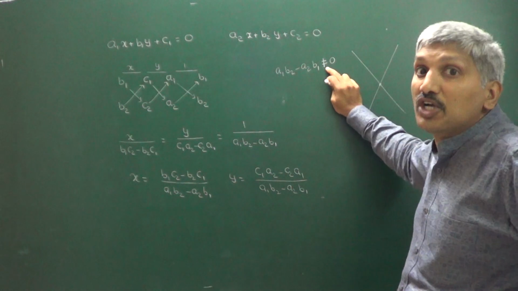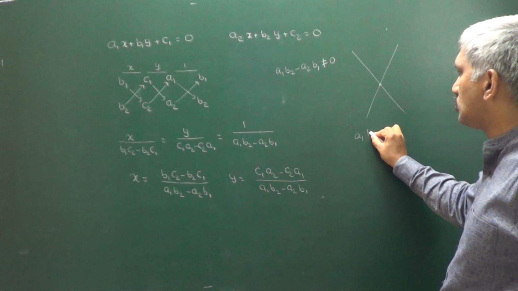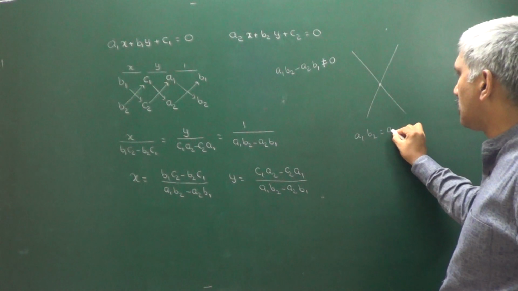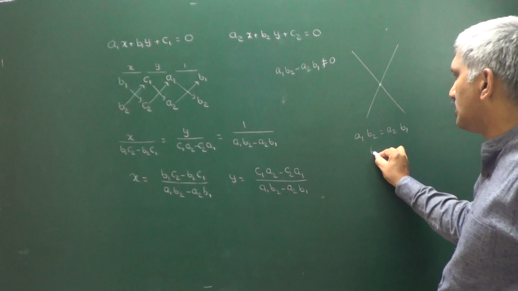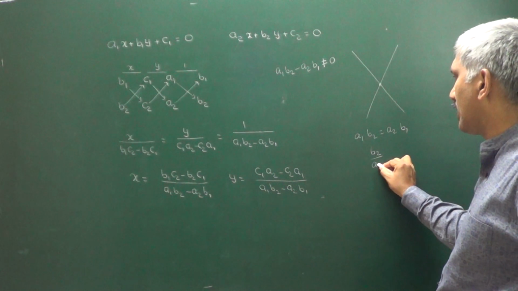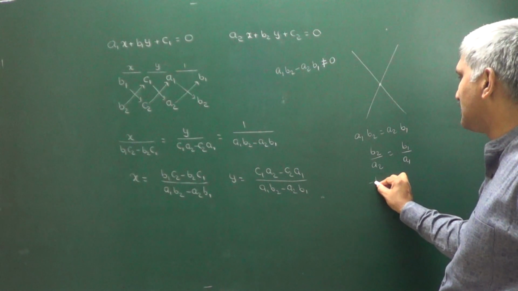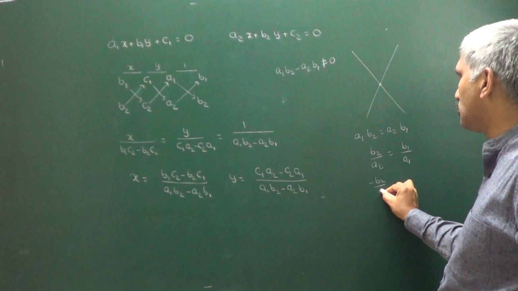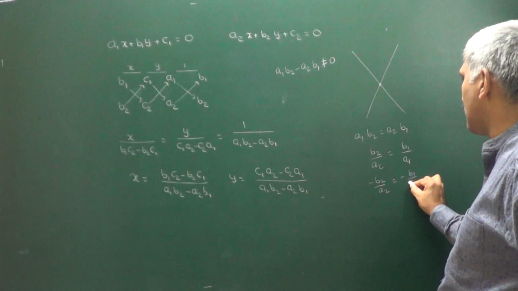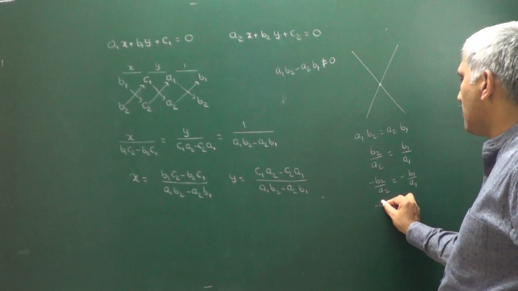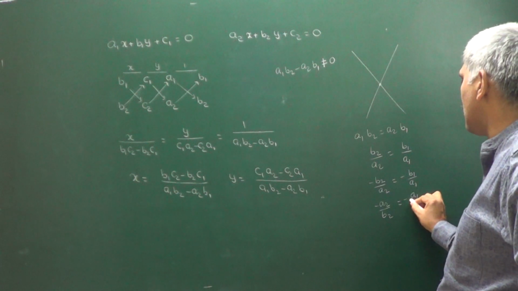If this is equal to 0, what happens? When that is equal to 0, a1 b2 is equal to a2 b1. Right? Next, we can write this as b2 by a2 is equal to b1 by a1. That I can write as minus b2 by a2 is equal to minus b1 by a1, or the same we can write minus a2 by b2 is the same as minus a1 by b1.